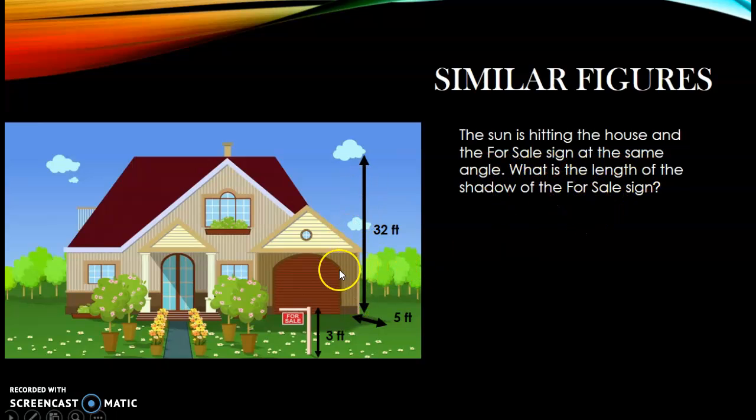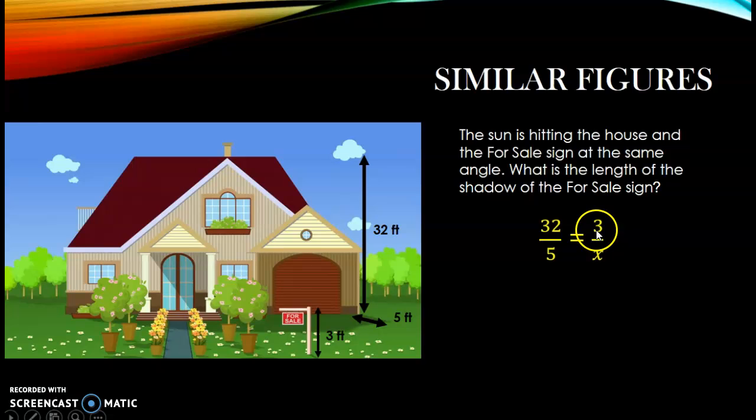Well, if I know the height of the house and the height of the for sale sign and the shadow of the house, then I can say, okay, so the height of the for sale sign and the height of the house can be proportional to each other. And since the sun is hitting them at the same angle, that means their shadows are also proportional to each other. All right, so I'm going to set up a proportion. The height is going to be in my numerator, so height of the house on top here, height of the for sale sign here. That means on the bottom I've got my shadow lengths. So I've got 5 feet here on the bottom. I don't know the for sale sign, so let's figure it out.